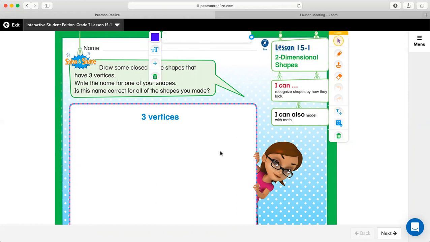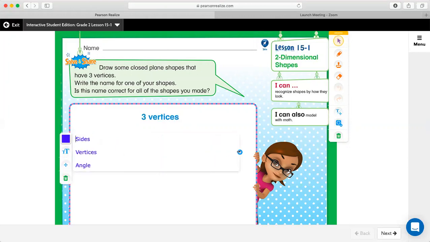So the first one is sides. The second one is vertices, and the next word is angle. These are the three words that you're going to see over and over again today. So sides are basically just the lines of the shape, the lines that make the shape. Okay? The vertices are the points where the sides touch, okay? And the angle is two sides and their vertices.